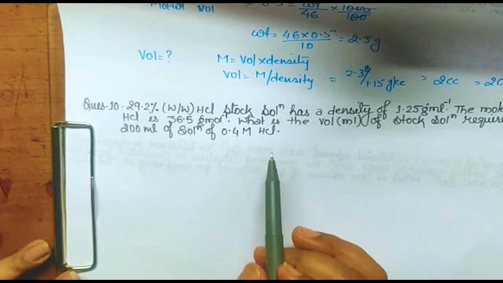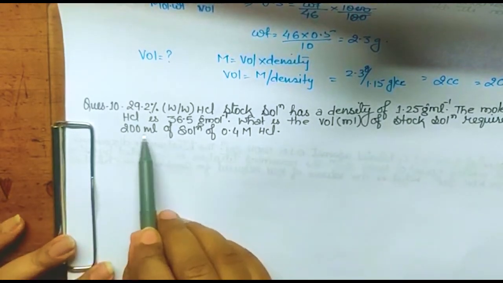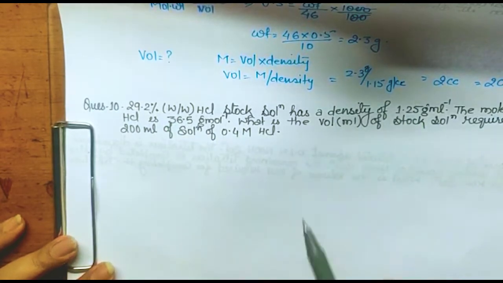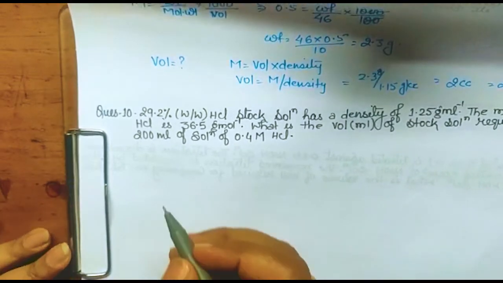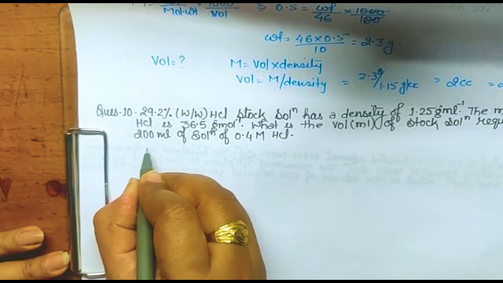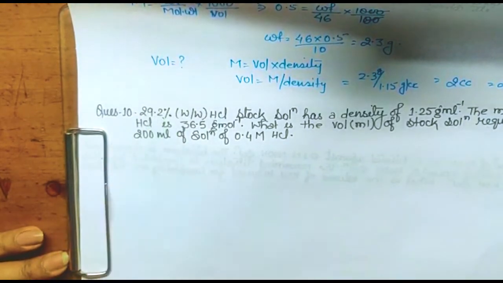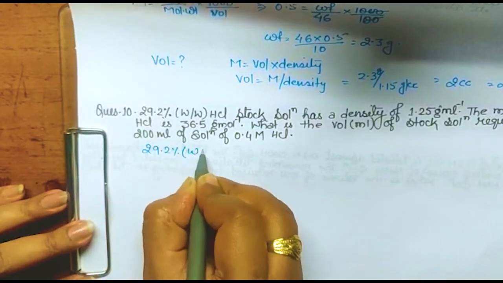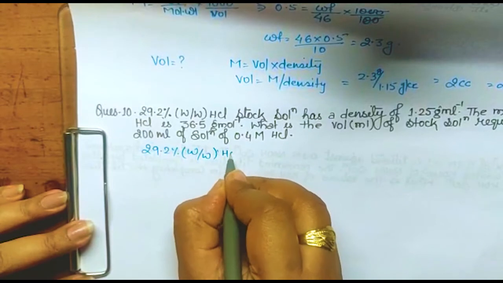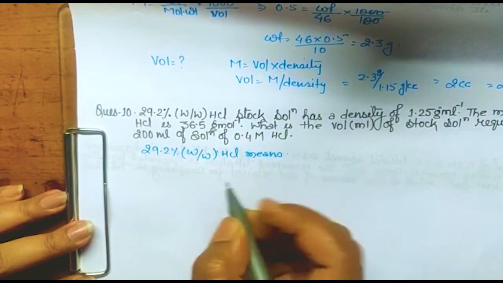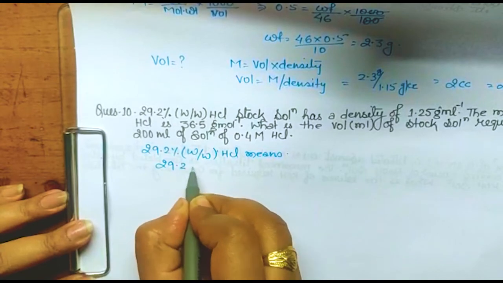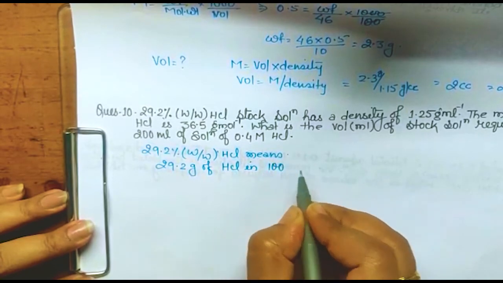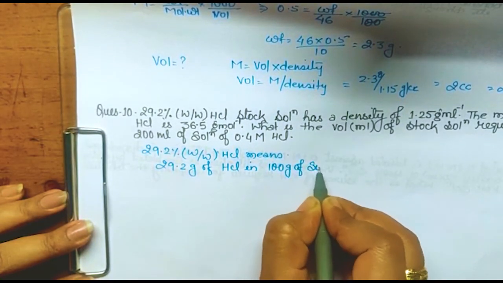It looks simple here. See, one M1V1 is given, and for the other, percentage and density are given, so we can find M1 over here, and the volume is what is asked. So M1V1 is equal to M2V2. It's a simple question. So first we will find its molarity, isn't it? 29.2% W by W HCl means 29.2 gram of HCl in 100 gram of solution.